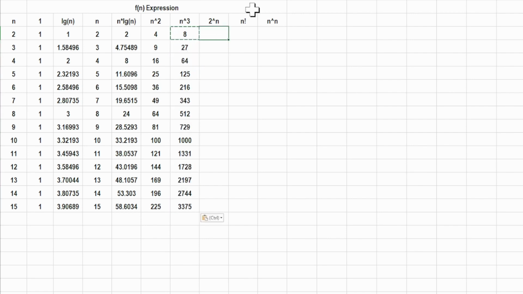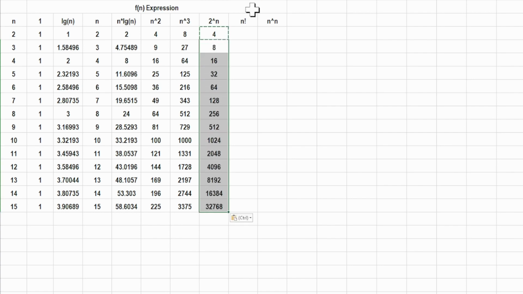Increasing in complexity still. Now we'll do 2 to the n. Now notice that we had a little bit of a drop here. In other words, the top row where n equals 2, for n cubed it was 8. For 2 to the n it was only 4. In fact, the 2 to the n column stays less than n cubed for quite some time.